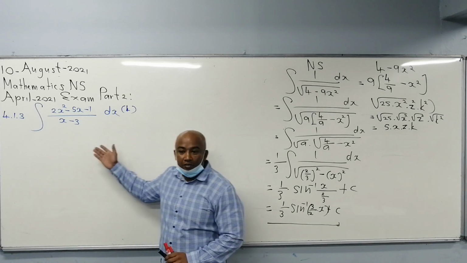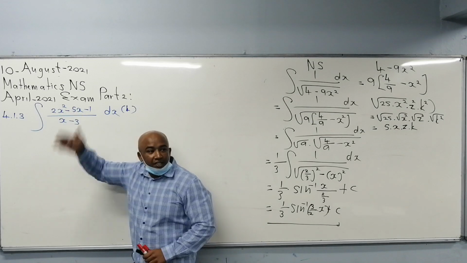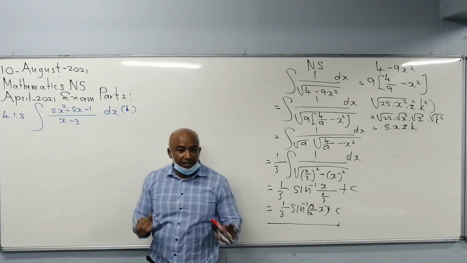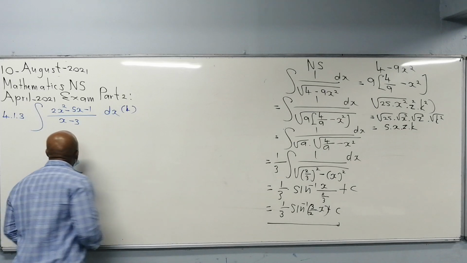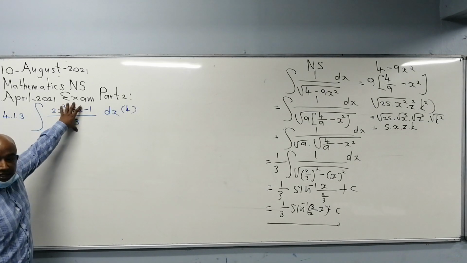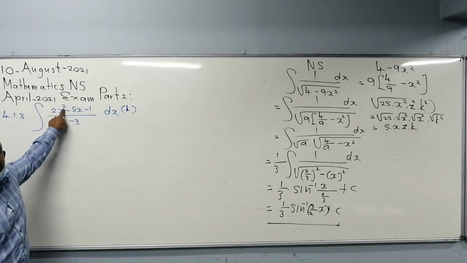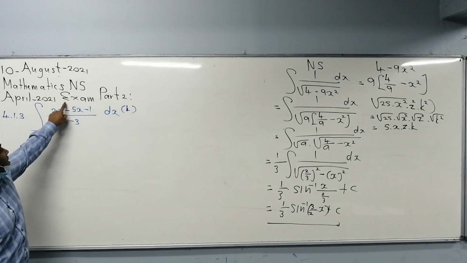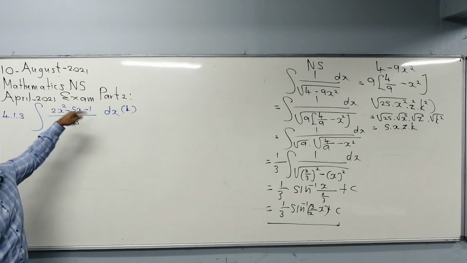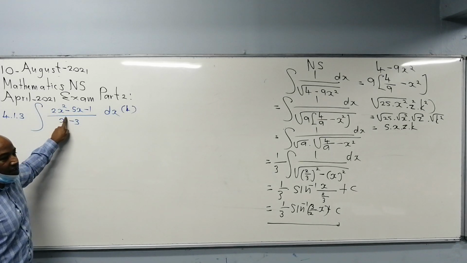Okay, maybe in N4. In an N4 paper, they will give you something where you can factorize, where you can cancel. But now this is N5. It cannot be factorized. So, what do we do? We notice this is a fraction where the numerator is of a higher degree than the denominator. What does that mean? It means the highest power of x in the numerator is greater than the highest power of x in the denominator.